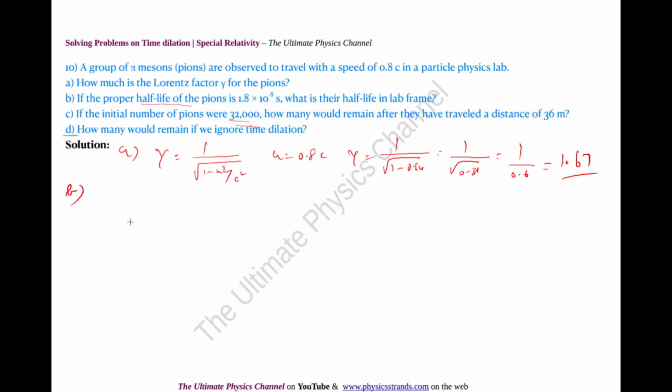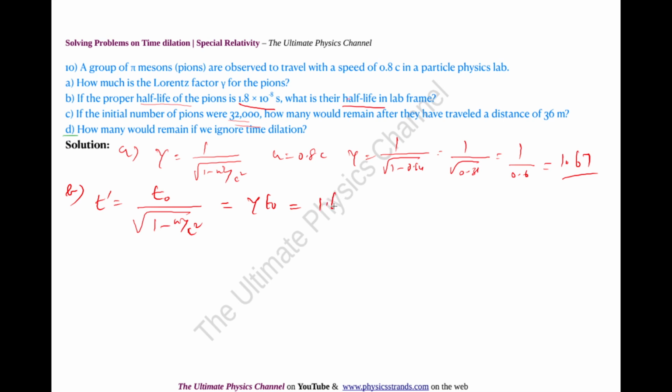The next part, B, is if the proper half-life of pions is 1.8 into 10 power minus 8 seconds, that is the lifetime of pions in their own frame of reference, right? In its own frame, pion has this lifetime. But what is the lifetime or half-life in lab frame? Again, the time dilation expression will come to our rescue here. So T over square root of 1 minus u squared over c squared. If you want to indicate that it is a proper half-life, then it is T naught. This is like gamma T naught, right?